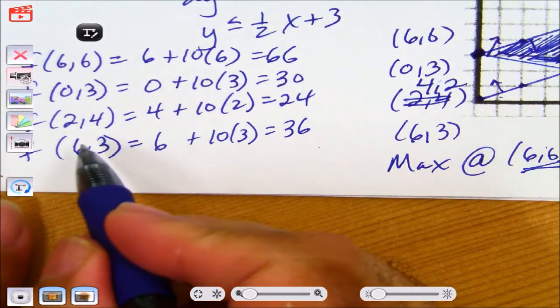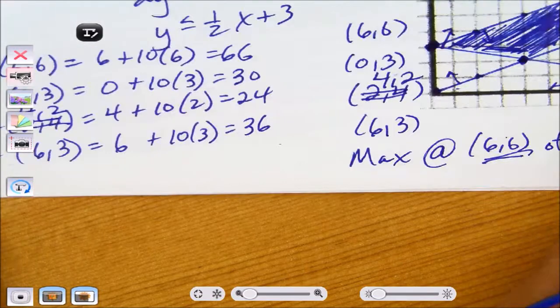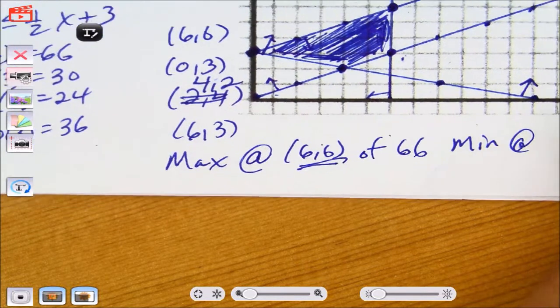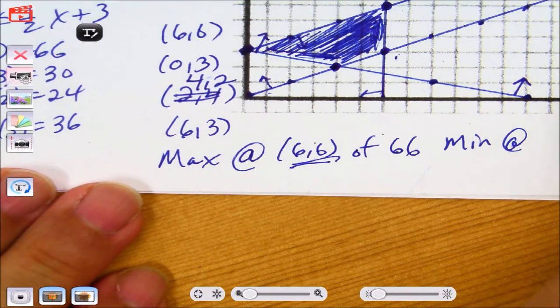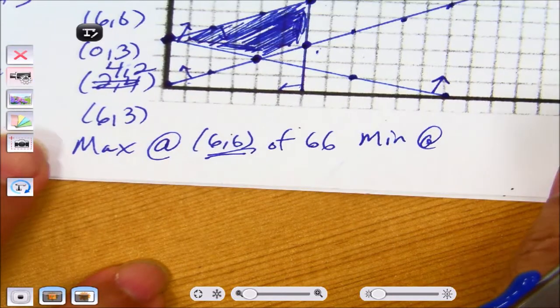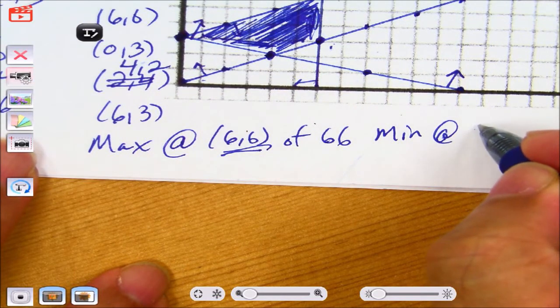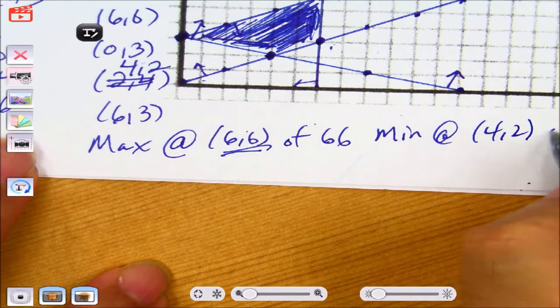Oh yeah, I forgot. This is a mistake, right? It's 4, 2, not 2, 4. You just flip the coordinates and it equals the number. Oh, yeah, that's just an accident. So that was a minimum at 4, 2 of 24.